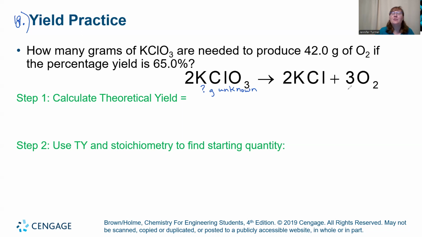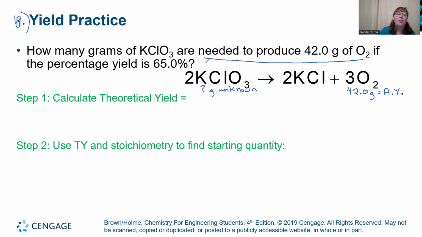Okay. And so we have 42.0 grams of O2. And this is what we need to produce. So this again is our actual yield. Okay, so the steps for this are going to be a little bit different from the steps before, but we're still going to need a molar mass.